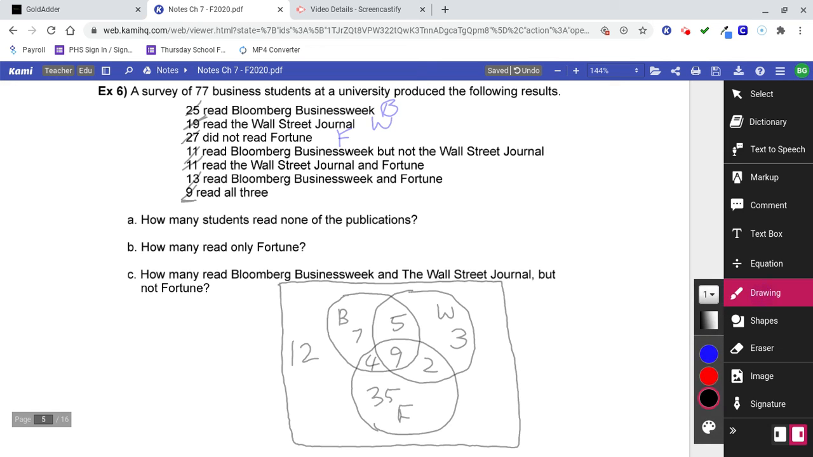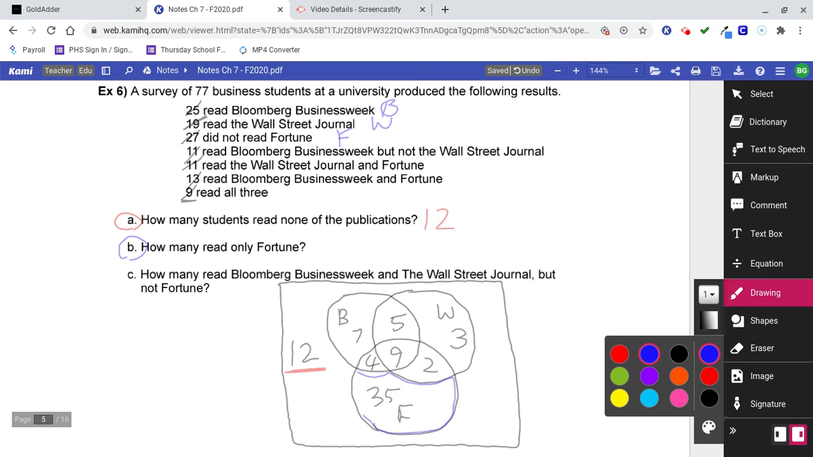When we go to how many students read none of the publications, well, that's this answer right here. None of the publications, that's 12. And how many read only Fortune? Well, only Fortune is this region right here, 35. And then C says how many read Bloomberg Business Week and Wall Street Journal, but not Fortune. That's this region right here. That's 5. And that's how it's done.